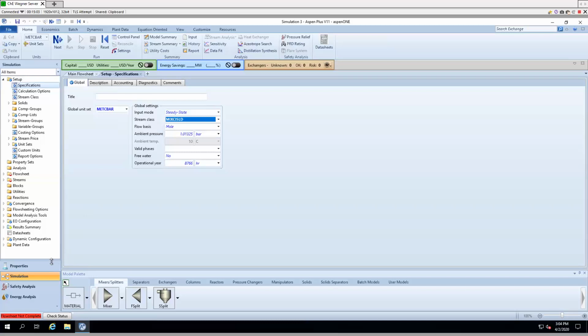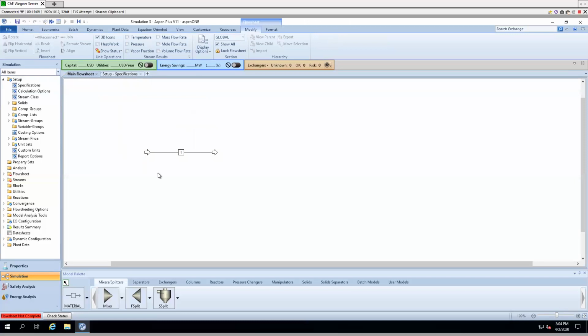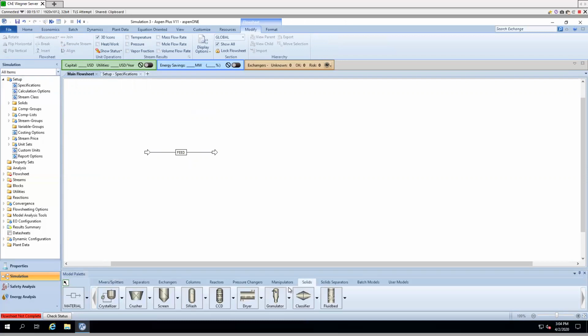So we go back to our flow sheet here, the little tab section here, flow sheet. We already have our input stream, which I will name feed. We go under solids, because that's where all our solid stuff is. So we see things like the crystallizer, crushers. In Aspen, you can actually model size of particles, and that is handled by some of these operators here. We're only dealing with crystallizer, which deals with solubility. So I'm just going to put that anywhere.